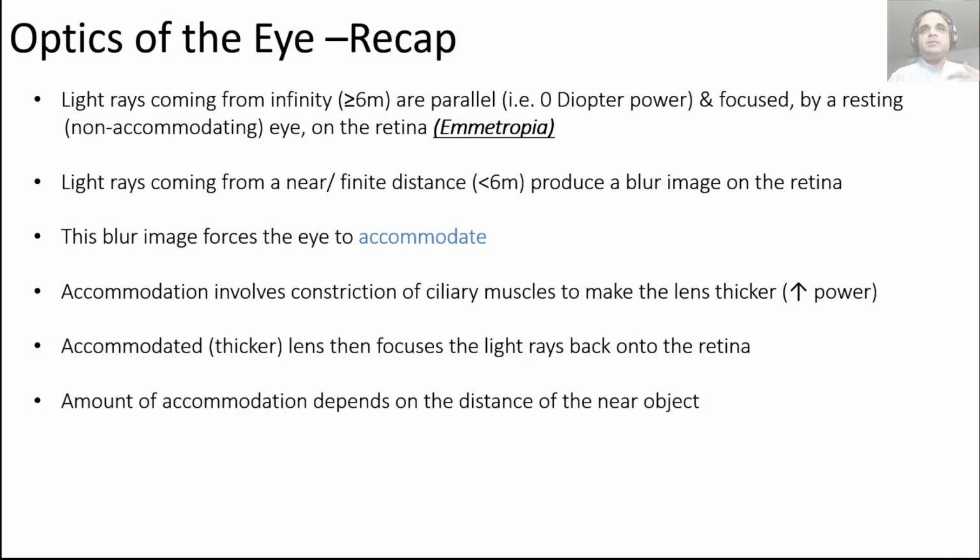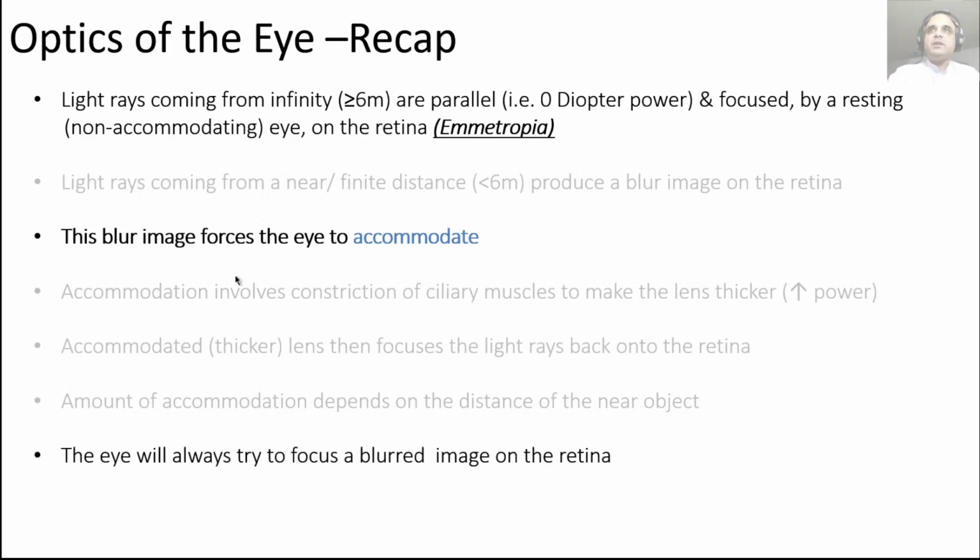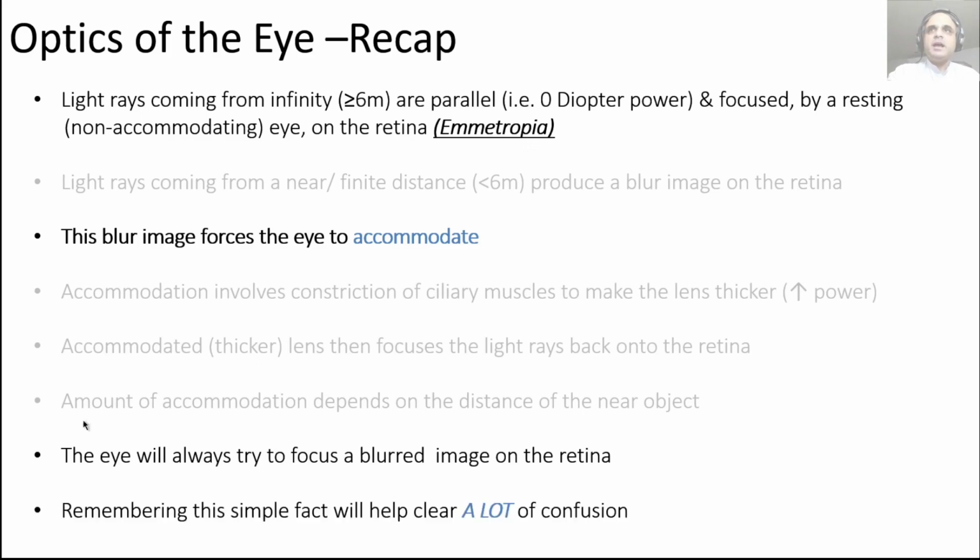The amount of accommodation depends upon where the near object is, i.e. how far it is from the eye. The most important message right now that I want you to pick up is a blur image forces the eye to accommodate. And the eye will always try to focus a blurred image on the retina because it's an involuntary autonomic reflex. Autonomic reflexes are involuntary. I'm sure you know that. And remembering this will help to clear a lot of confusion.